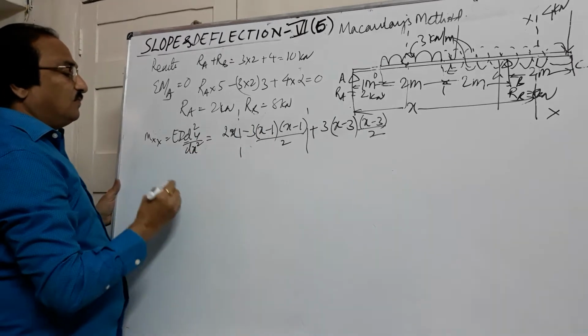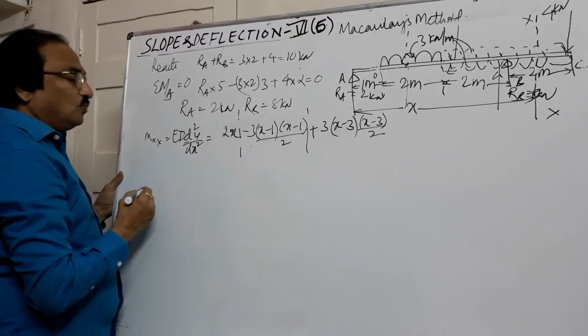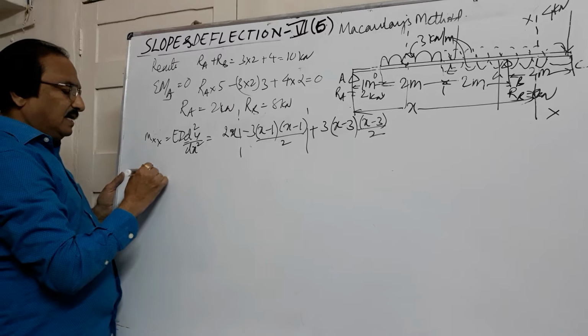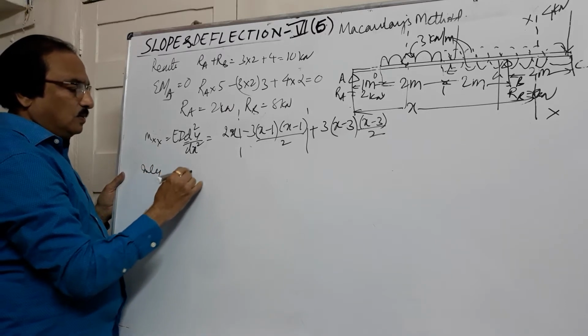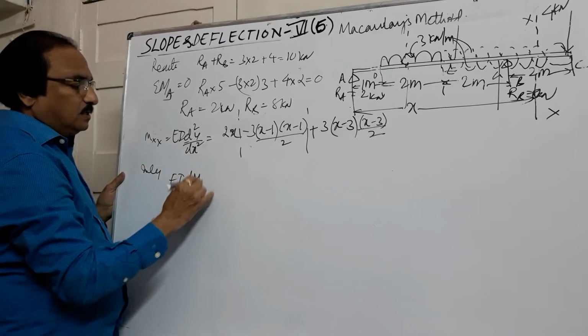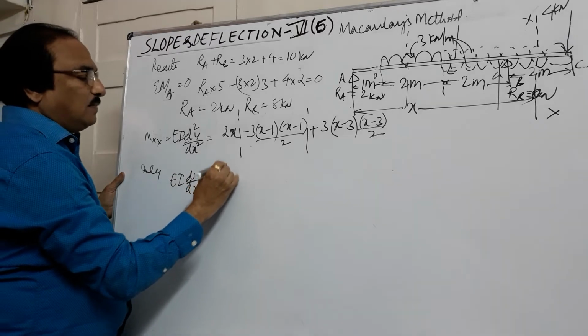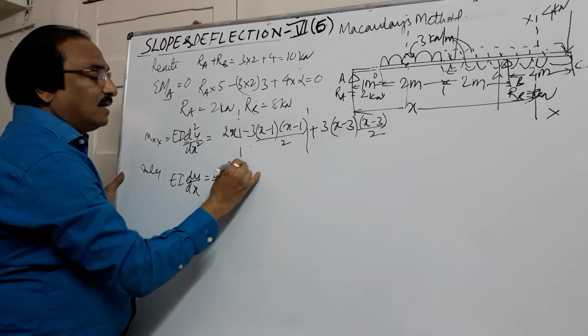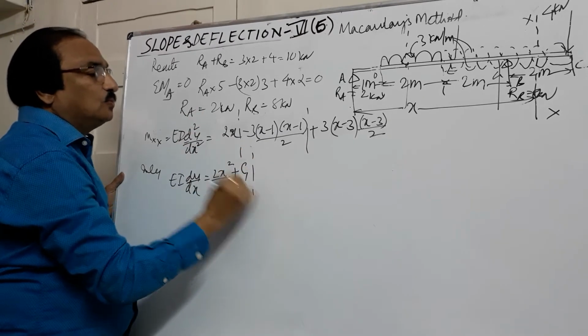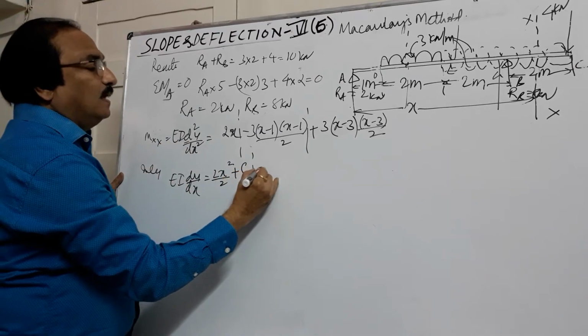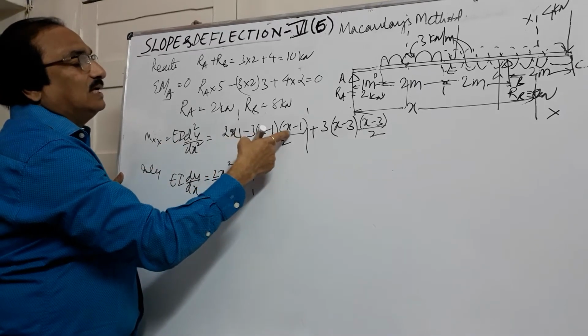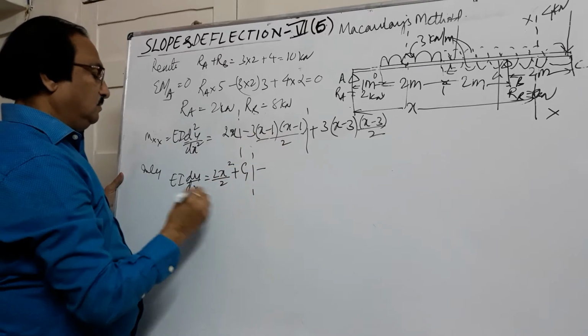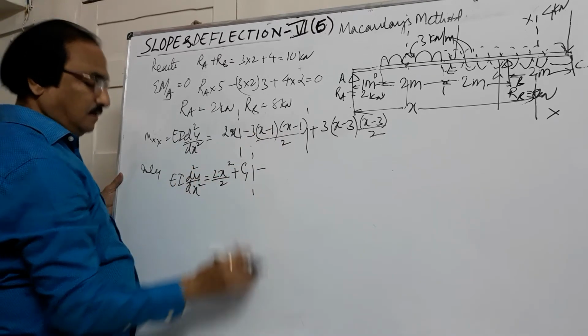So we have got this equation. The next job is to go for integration. If I integrate, EI into dy by dx is equal to 2x square by 2 plus the constant of integration, added in the first portion only, minus, so if I take this x minus 1, okay, let me write one step here.